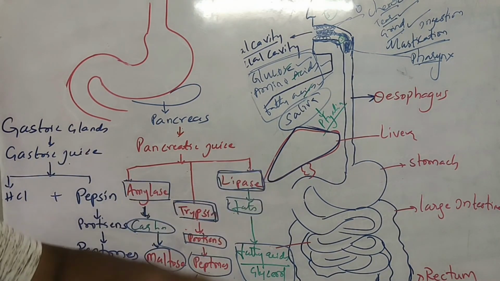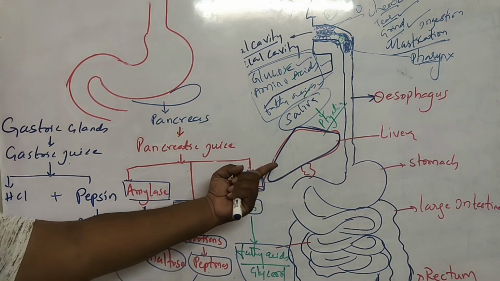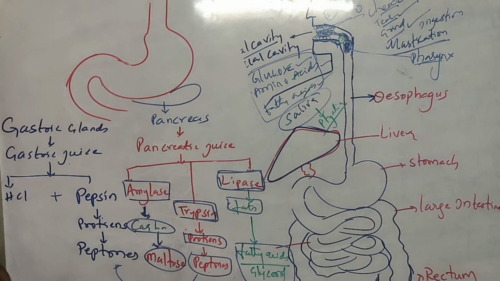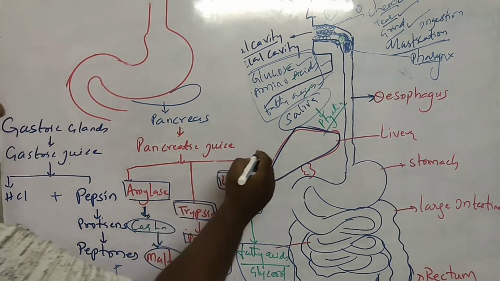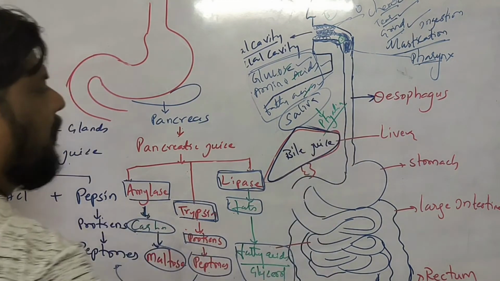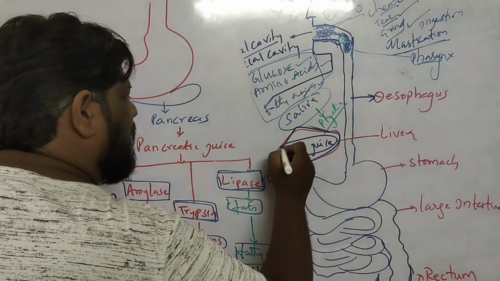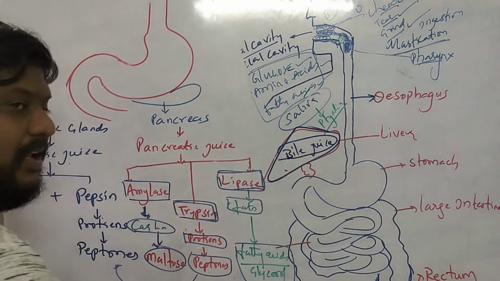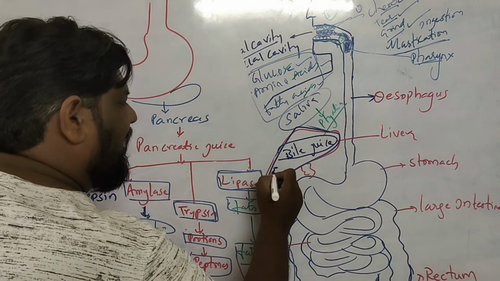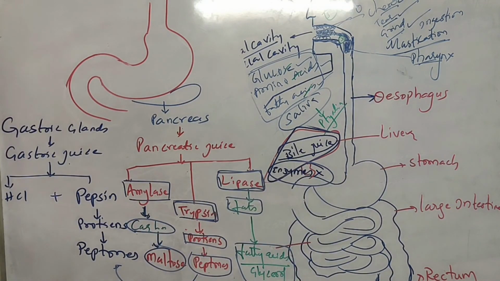So this liver secretes a juice which is called the bile juice, and bile juice will have salts which are called bilirubin and biliverdin. So bile juice is secreted by the liver, and it doesn't have any enzymes. Enzymes are not present here.